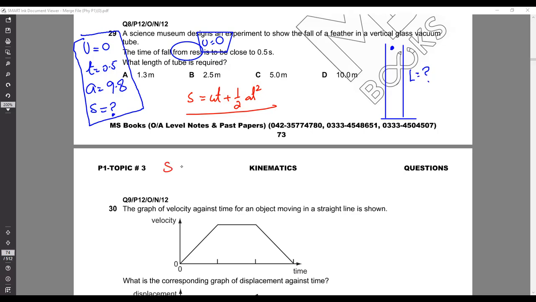Okay, have a look. S is equal to ut, 0 times 0.5, plus half at square. So half is 0.5, acceleration is 9.8, and t square is 0.5 square. So do it on calculator once again: 0.5 into 9.8 into 0.5 square, and check what you get. Now I'm getting A. A is the right answer. That's good.